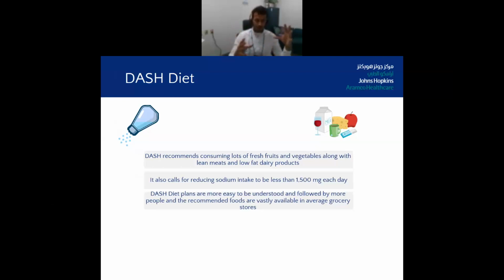So it doesn't require a specific amount of food or having healthy meals from specific restaurants. Rather, it's available everywhere, but the amount of servings of fruits and vegetables and lean meats is what we focus on in the DASH diet.